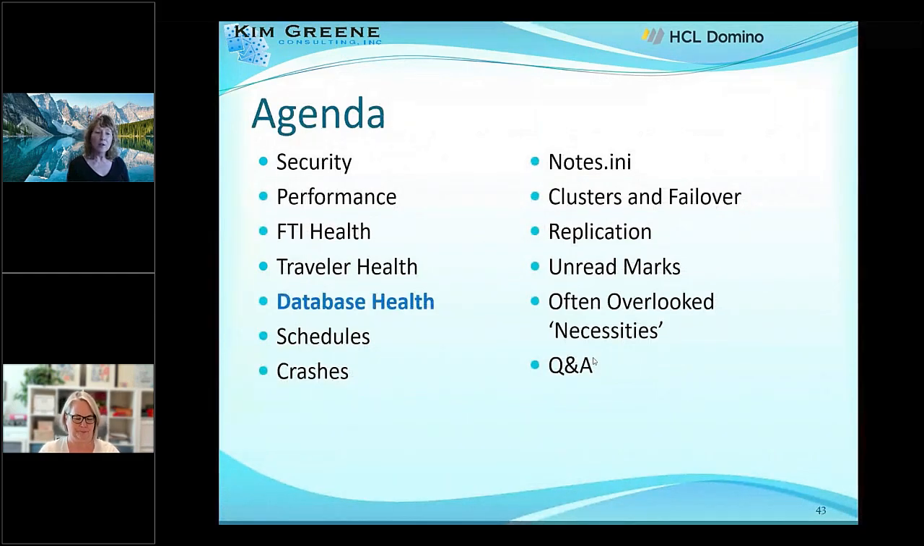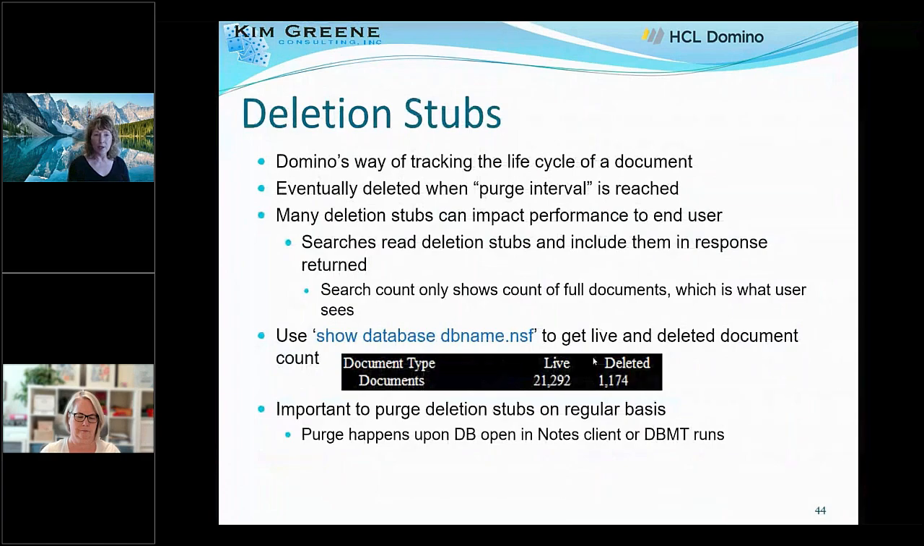Next topic we're going to talk about is database health. First topic we'll talk about in here is deletion stubs. Deletion stubs are something where, when you delete a document, Domino creates a stub. That way it has a way to basically track the full life cycle of that document.